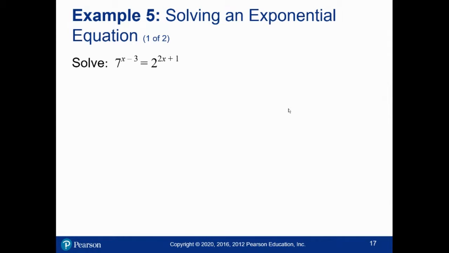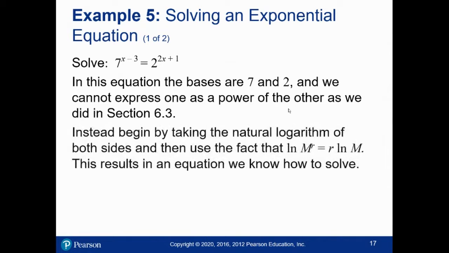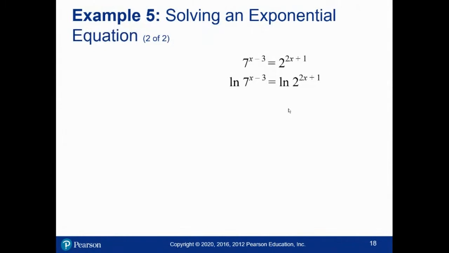Okay, hopefully we gave it a shot. I can't go directly to a logarithmic form because there's exponential expressions on both sides. And you can't express 7 as a power of 2 or vice versa. So what you should do is begin by taking a log of both sides. If I take the natural log of both sides, we just end up with the log of 7 to the x minus 3 equals the log of 2 to the 2x plus 1. And then we're going to use that power property, bring down the powers as factors.